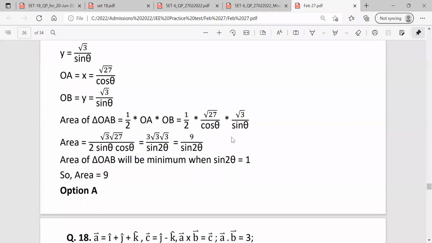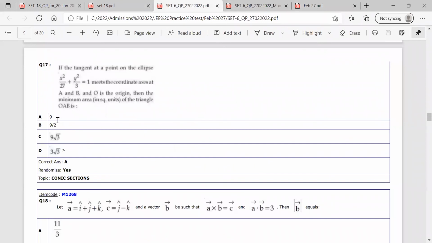Now, what is specified in the question is that the area of triangle OAB should be minimum. How will this be minimum? When the denominator is largest, so sin 2 theta is equal to 1 for satisfying the particular condition. Then we'll have the area as 9. So that's the minimum area here. So we have answered the minimum area that is being asked in the question. The correct answer for this question is 9.